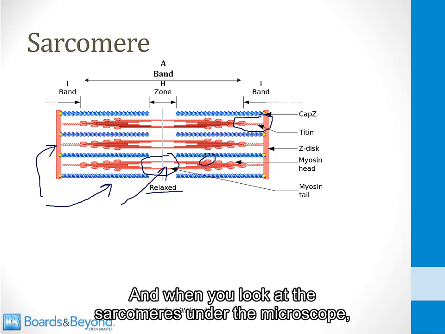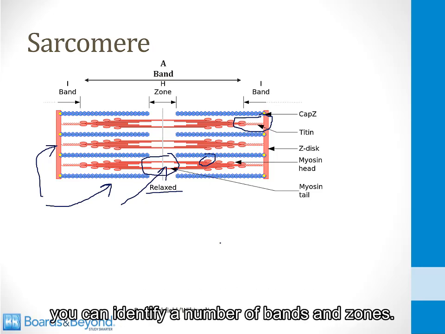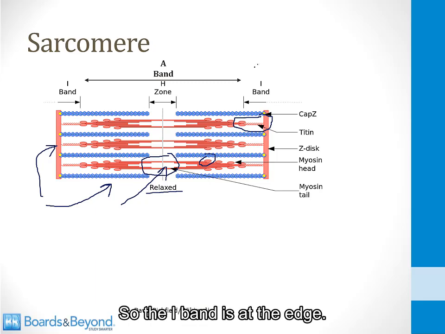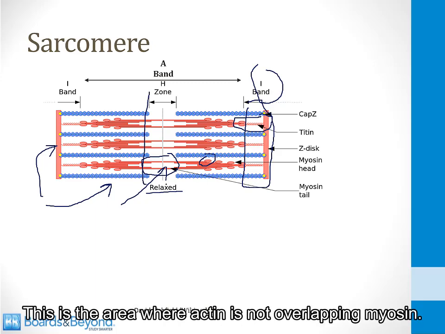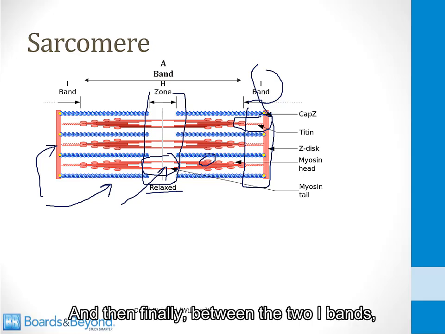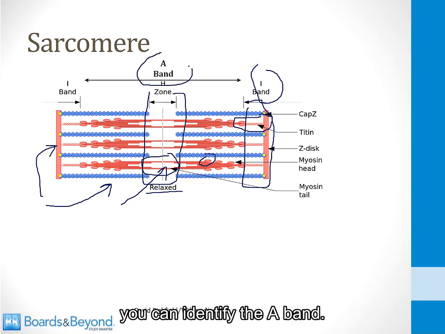And when you look at the sarcomere under the microscope, you can identify a number of bands and zones. So the I band is at the edge. It consists mostly of actin, but also the titin proteins connecting to the Z disc. The H zone is in the middle. This is the area where actin is not overlapping myosin. And then finally, between the two I bands, you can identify the A band.